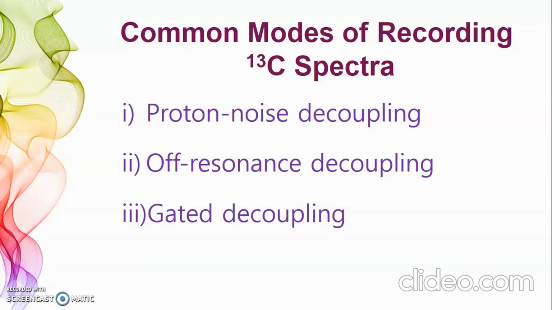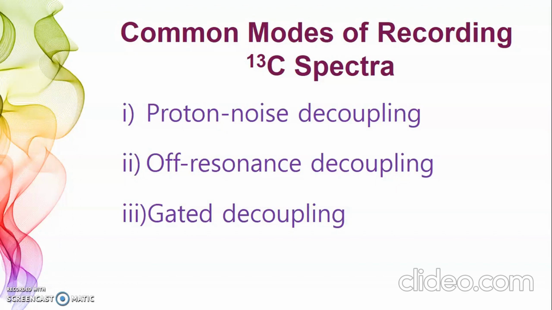First, see the proton noise decoupling. In this mode, all the protons in the molecule are decoupled from the carbons. This is done by irradiation of the sample with the noise decoupler at the H1 frequency, that is the proton frequency, while observing the spectrum at the carbon-13 frequency.